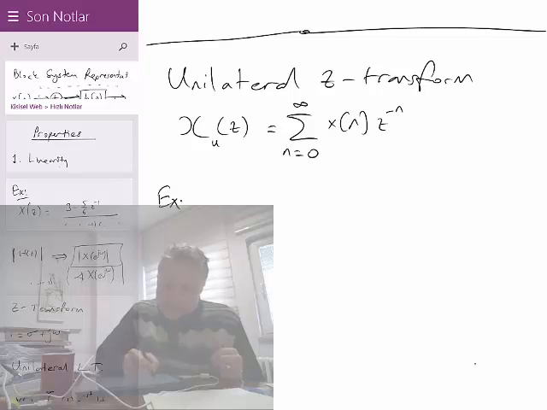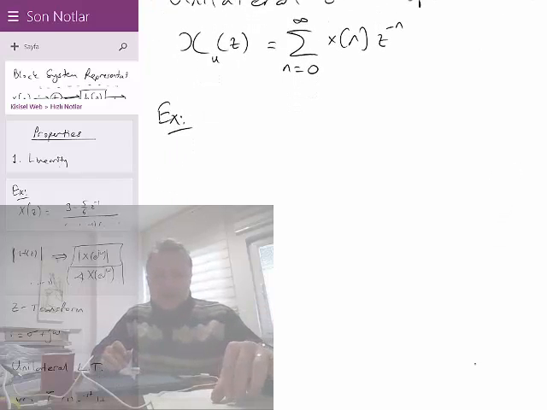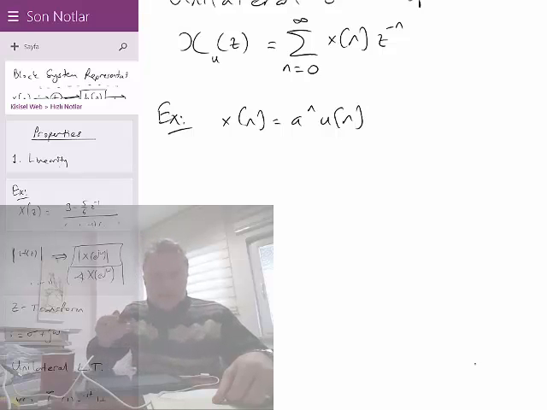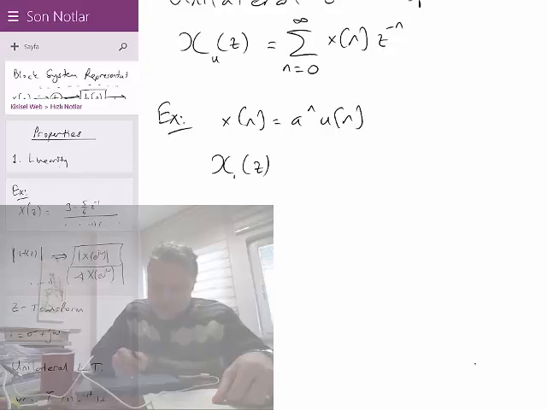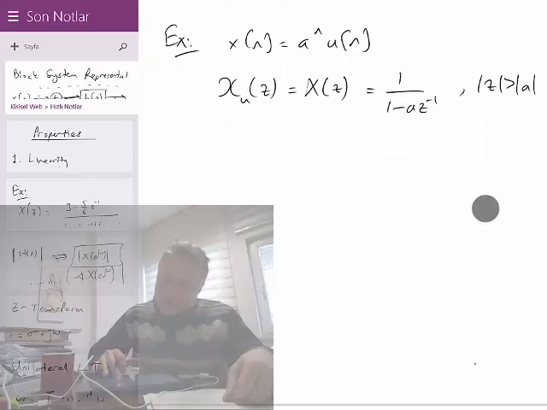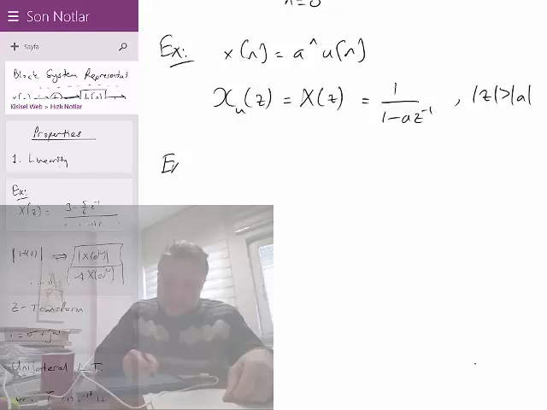Now, this is the unilateral Z transform, and we will see some examples where the unilateral and the bilateral, the previous original Z transform, are equal. For example, if x[n] is already a^n u[n], which forces our signal to start from 0 anyway, then the unilateral Z transform will be equal to the original Z transform, and that will be equal to 1 over 1 minus a z^(-1). And do we need to indicate that the region of convergence is |z| greater than |a|? Well, no, we don't, because in the unilateral case, at least, we don't need to do that. It's automatically like that.